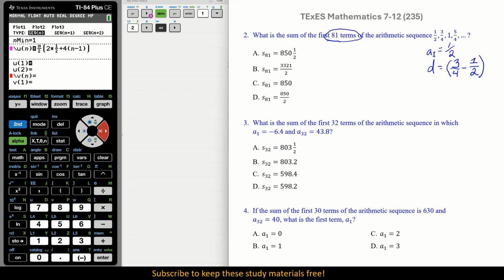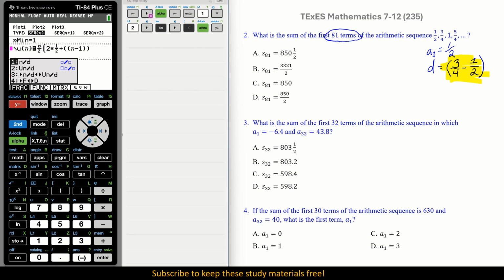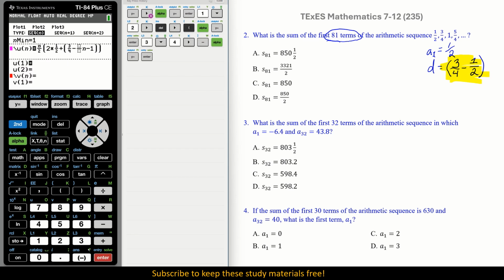I am going to enter d just like this, with parentheses and everything. So open parentheses, alpha Y equals, enter, then 3, arrow down, 4, arrow over. I need minus. Now I need a fraction, so that's alpha Y equals, enter for number 1.